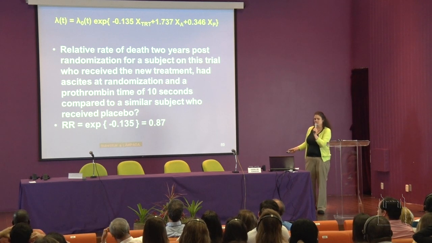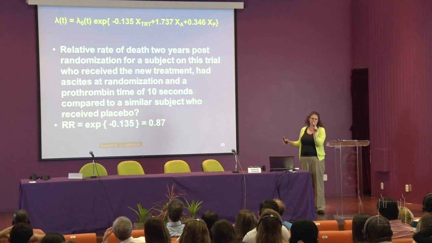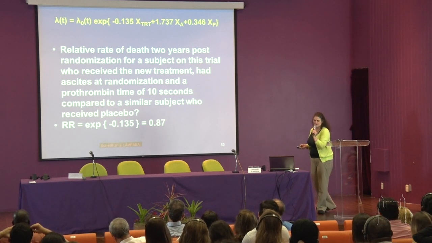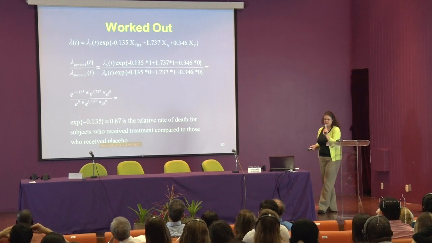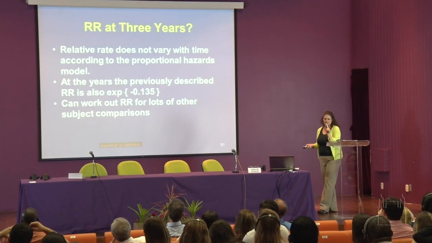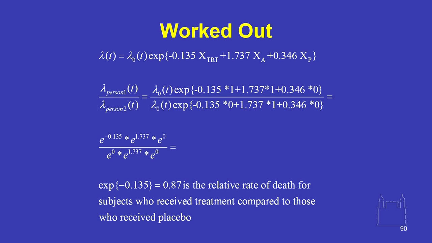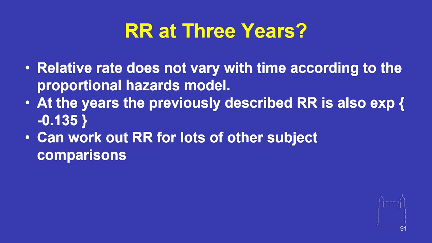And when you calculate this, the next slide has the math. I'm not going to go through it. Your relative rate of death was 0.087. There's your math. If I believe proportional hazards, if somebody says, okay, not 2 years, Johnson, I want 3 years, the relative rate is the same. But the nice thing here, and all the doctors, you see those apps where they're trying to give you your personalized information? It's a big old lookup table from an algorithm like that. I can work out the relative rates for lots of subject comparisons.